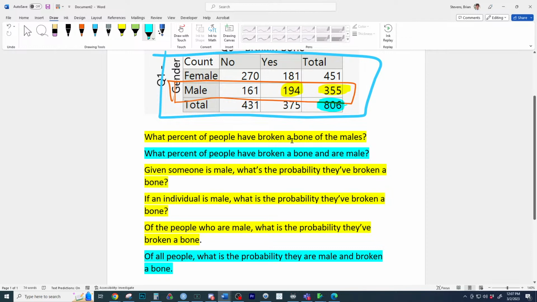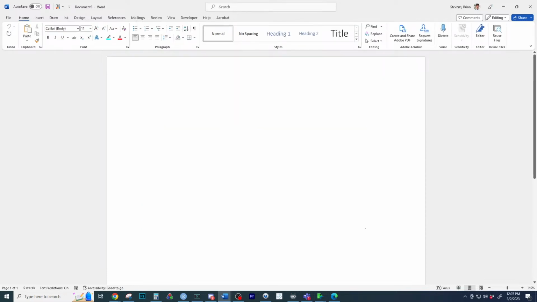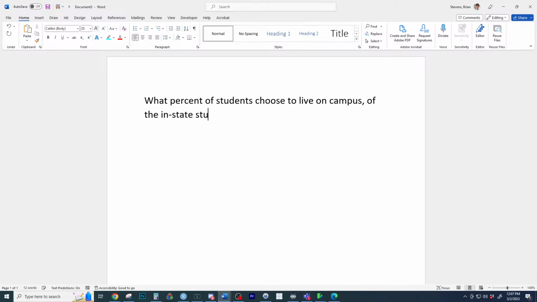What percent of people have broken a bone of the males? So that's saying only of the males. Only of the males, what percent of them have broken a bone? You could do the following too. Think about this. If we had a table, what percent of students choose to live on campus of the in-state students?